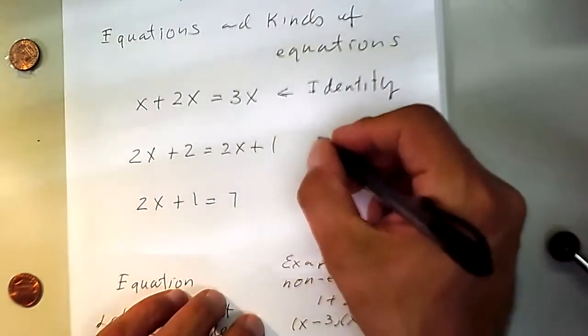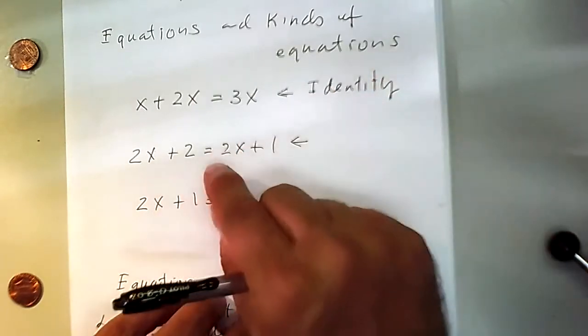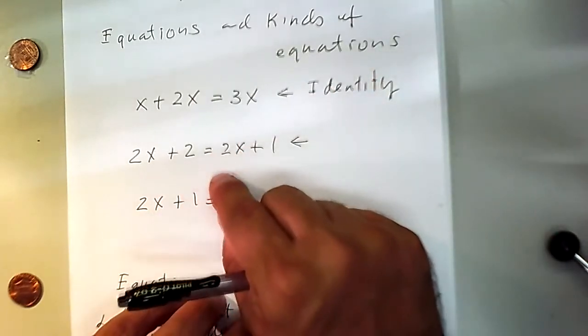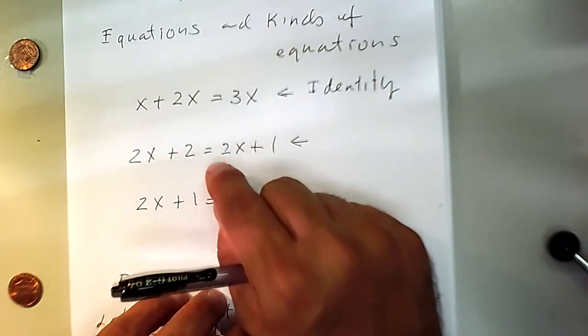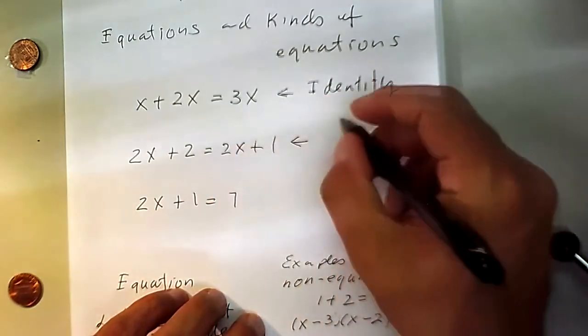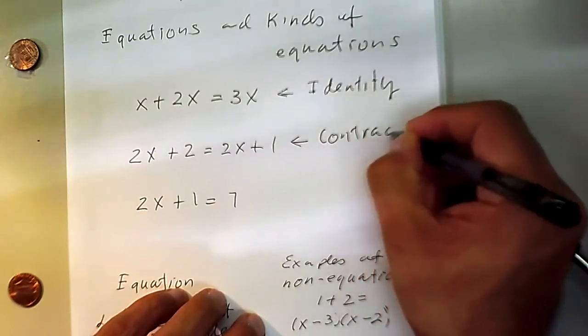When a statement is always false, it isn't like we don't have an equation. We do have an equation. That is very important. We still have an equation, but this equation is called a contradiction.